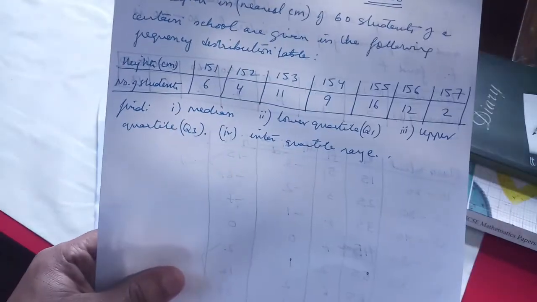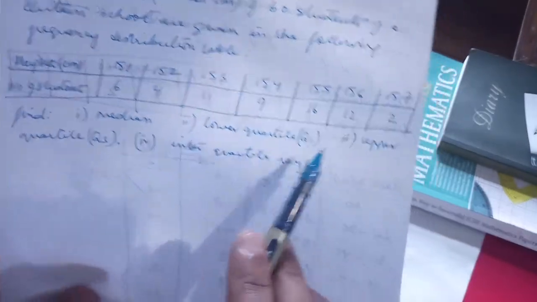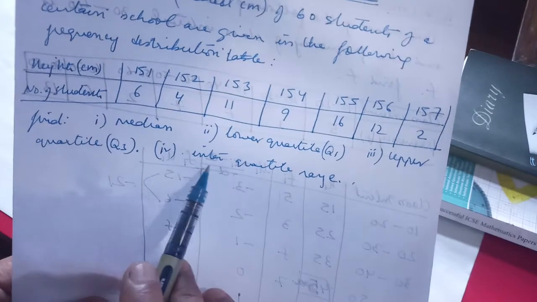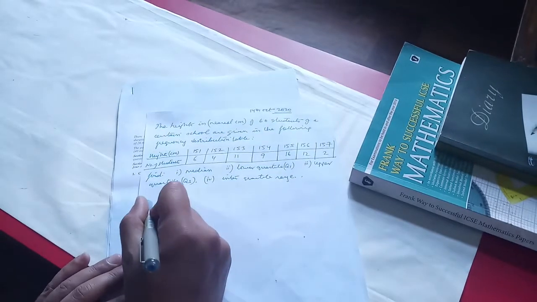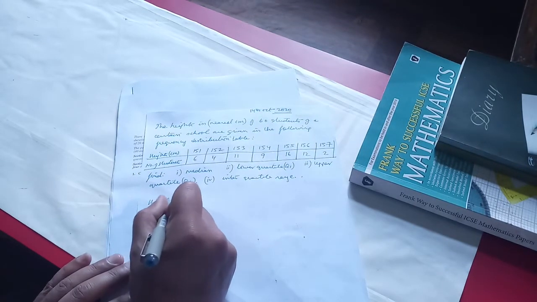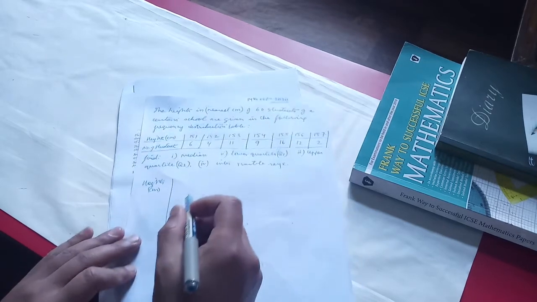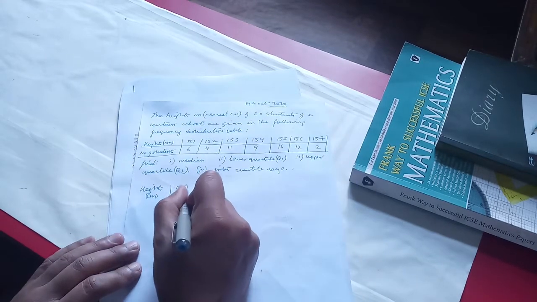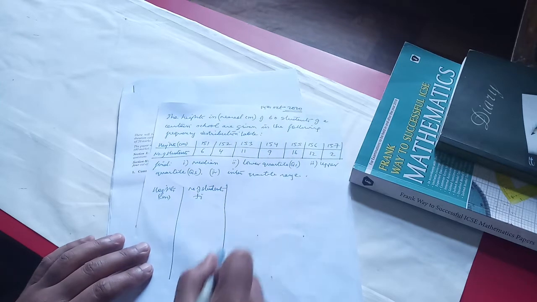So let us solve this. From here we have to find four things: median, lower quartile, upper quartile, interquartile range. So the formula we have learned, let us do this quickly. The first step, we write in the column heights. Then you have the number of students. In this case, the number of students is taken as the frequency Fi.